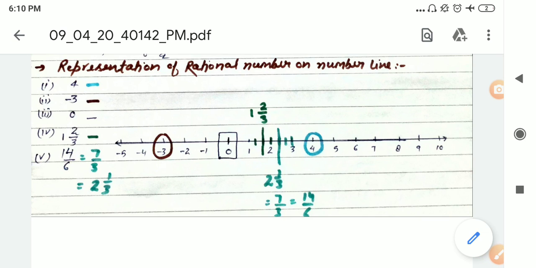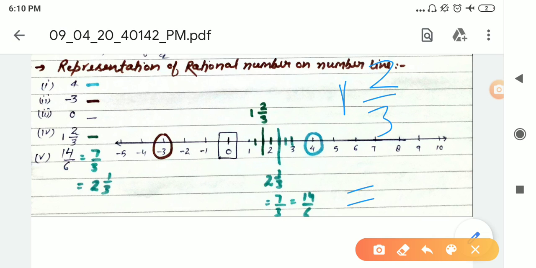So next one is 1 whole 2 by 3. This is actually a mixed fraction form, so we can convert it into the improper form. 1 whole 2 by 3 can be written as 5 by 3. Got it? Which is an improper fraction.